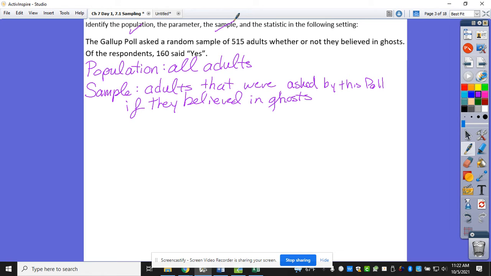What are these numbers talking about? My population or my sample? My sample. So I'm going to get a statistic out of those, not a parameter. Well, I could write down 160, but I really want it in relation to that, so I'm going to write it as a what?